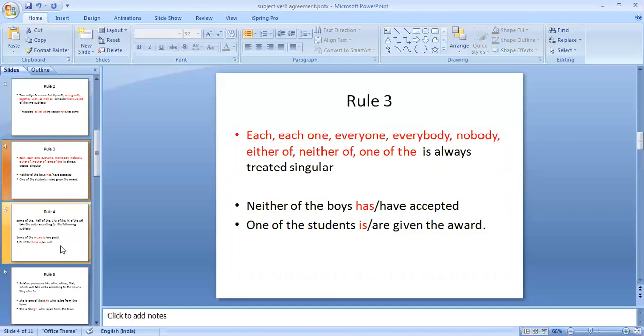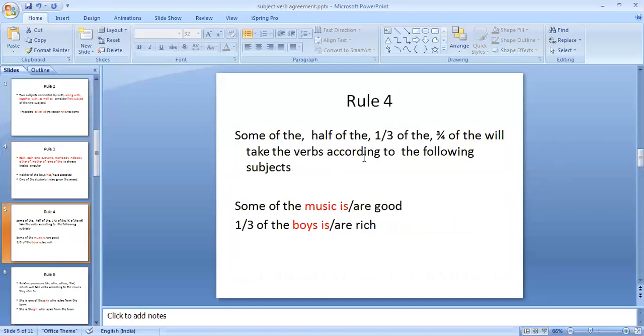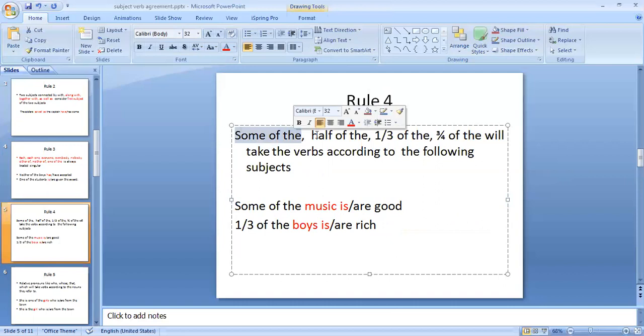Now let's move to rule number four. When the subjects have numerical forms like some of the, half of the, one third of the, three-fourth of the, two-third of the, when you have such terms acting as subjects, these subjects take verbs according to the following nouns. Look at this example: some of the music is or are good. This is the question.